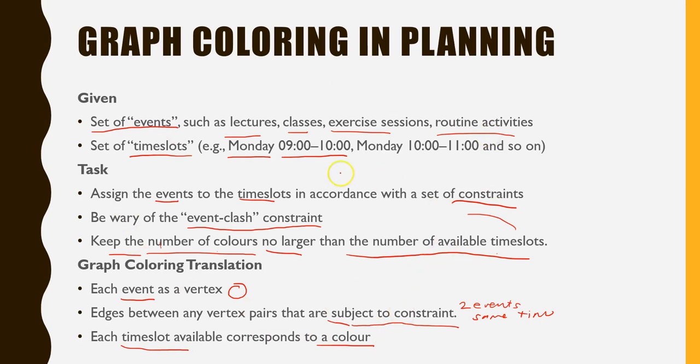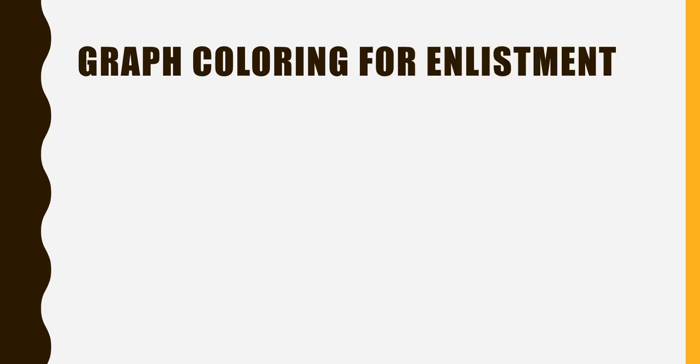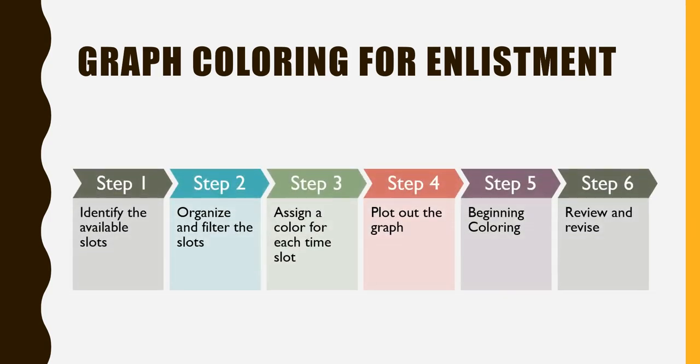This may be confusing now, as this is all words and seems abstract. Let's make it more concrete with an example. Graph coloring for enlistment. I chose this as a topic because as a college student, I find enlistment quite confusing and tedious. So with graph coloring, we put a system for planning your enlistment. I've made 6 steps, and although they seem like quite a lot, they're all very simple. Step 1 is to identify the slots, or what are the available time slots for each class. Then we have to organize, assign a color for each slot, plot out the graph, begin coloring, and review and revise.